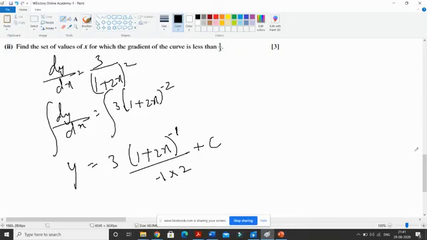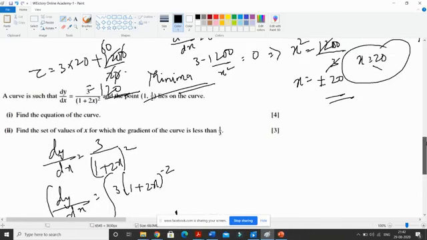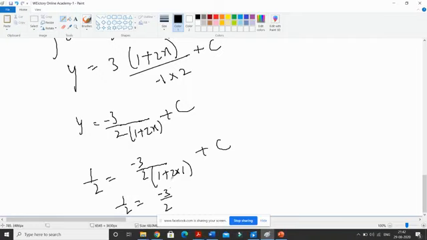So you will get y is equal to minus 3 over 2, and 1 plus 2x will come in the denominator, so 1 plus 2x, okay, plus c, right? Now at x equal to 1, y is 1 over 2. So 1 over 2 equals minus 3 over 2, 1 plus 2 into 1, plus c. So 1 over 2 is equal to minus 3 over 2, 1 plus 2 is 3, 3 gets cancelled, plus c.